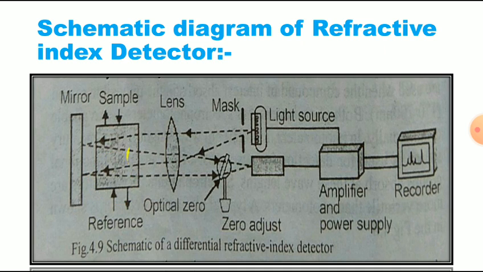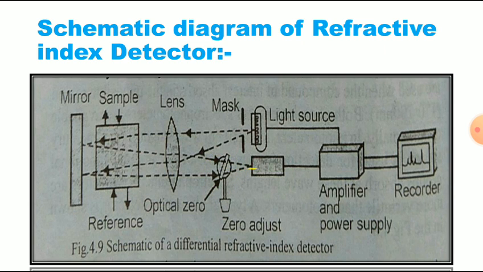Through the sample cell, that light falls on the sample component, which will absorb the light, and the emitted light falls on the mirror, which passes directly to this zero adjustment and reaches the detector part. Likewise, in the reference cell, the light falls on the mobile phase, which will absorb light and falls on the mirror, passing through and reaching the zero adjustment. This will be useful for what? To make either zero or read the light.